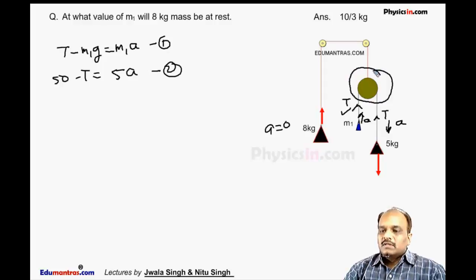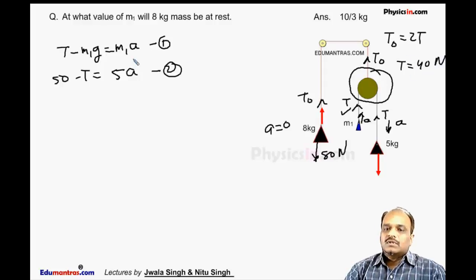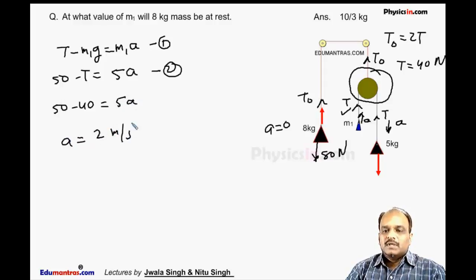From here I can say the weight of this 8 kg block is 80 Newton, and let this tension be T0. So this T0 is also equal to this T0. So these two tensions are equal, so we can say T0 is equal to 2 times T. So T is equal to 40 Newton, because we know the value of T0 is 80. I will substitute the value of T here, 40 Newton, so I get 50 minus 40 is equal to 5A. So from here A comes out to be 2 meter per second square.